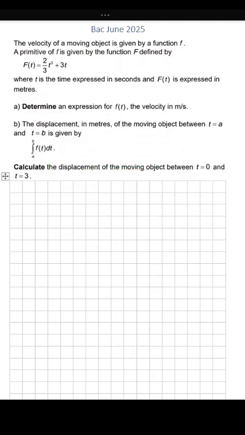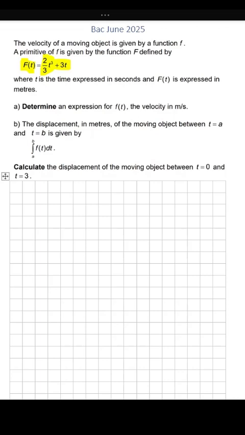So I'm talking here about the velocity of a moving object. It's given by a function little f. I'm not actually given little f. What I'm given is a primitive of f, capital F, and here it is right here. It's 2/3 t cubed plus 3t. Okay, so that's my primitive of F. And then we're told times expressed in seconds, capital F of t is expressed in meters.